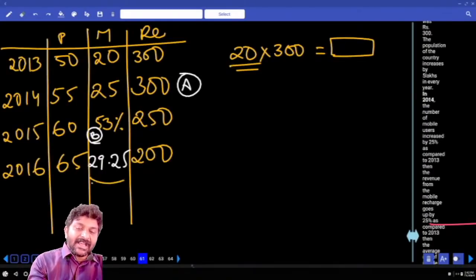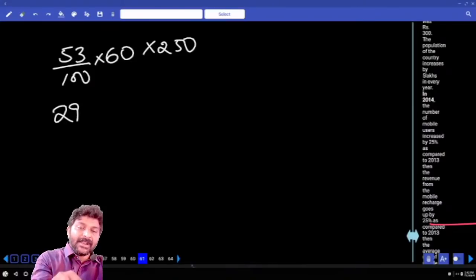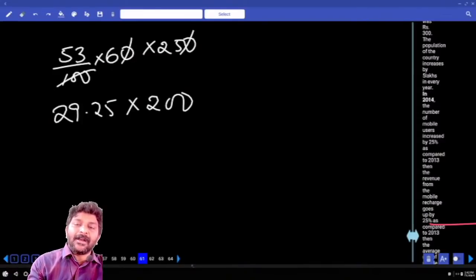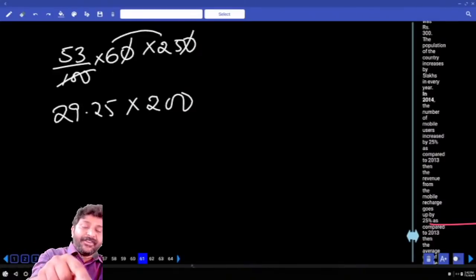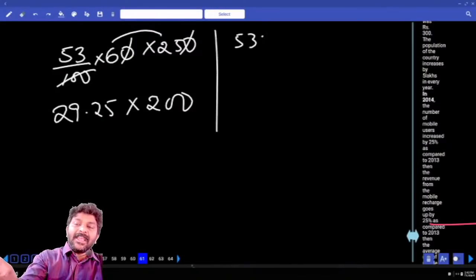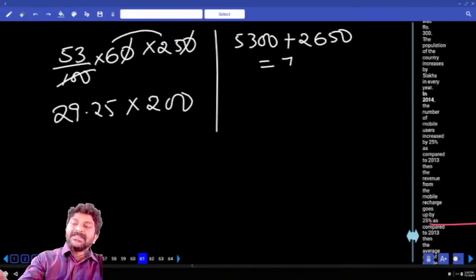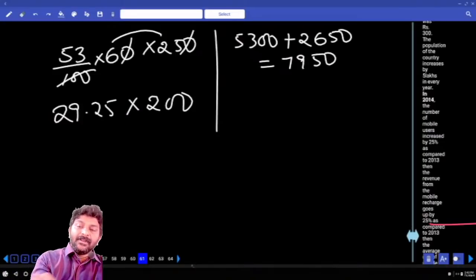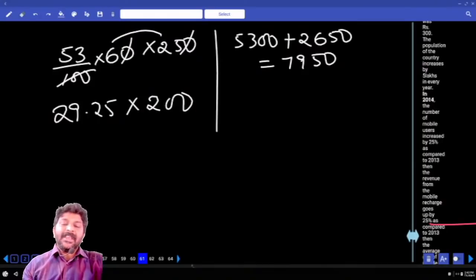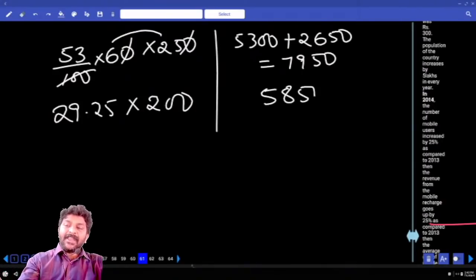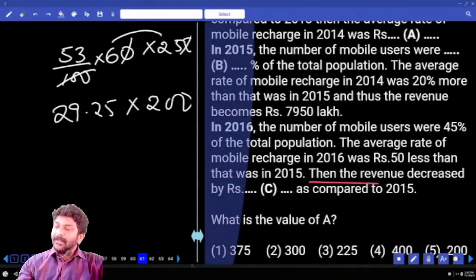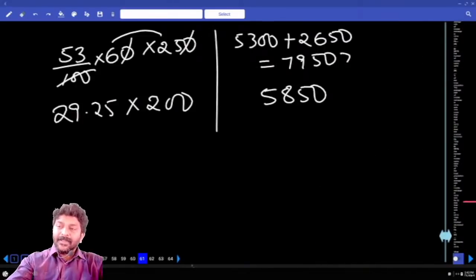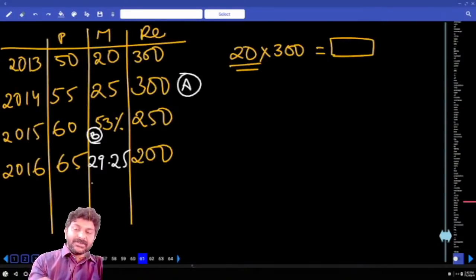Okay, now next year users are 29.25 and recharge amount 200. 2 zeros cancel. Okay, now 6 into 25, 150. 150 into 53. Okay, now 100 times plus half of that, 2650, which is equal to 7950. 2 zeros you can cancel with the decimal only. 2925 into 2 in the sense, which is equal to 5850. Okay, next what is C? Revenue decreased by, in terms of number only, the difference between these two numbers, how much is that? 2100. So C value is equal to 2100.